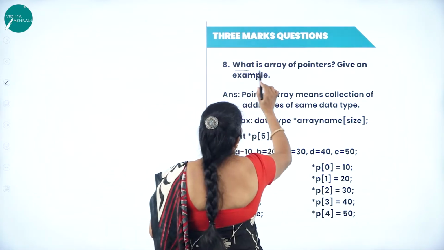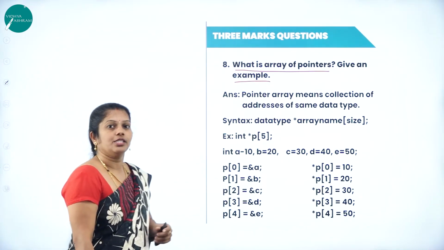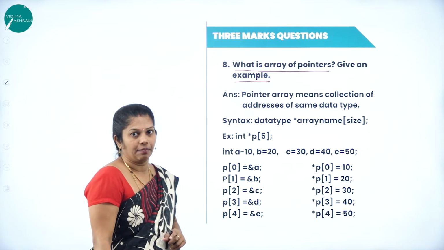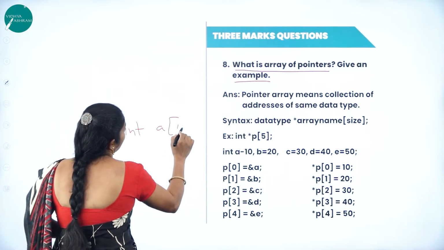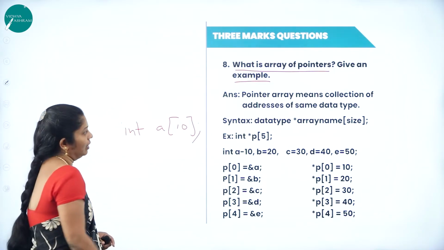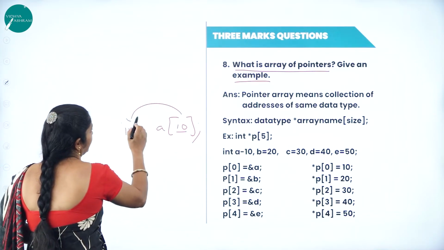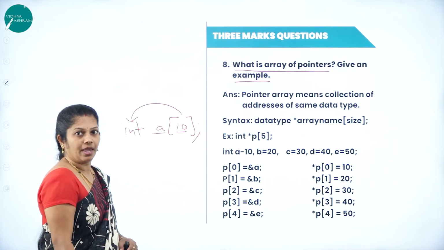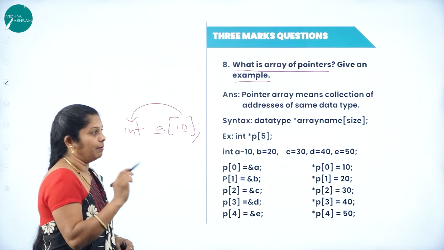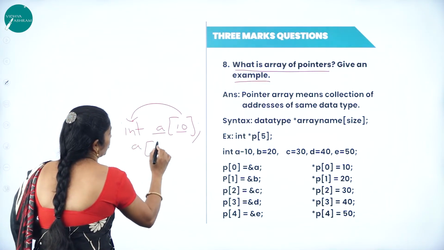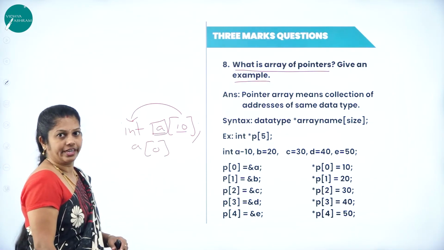What is an array of pointers? Give an example. When we come to pointers, a pointer shows the address of another variable. If I just write int a[10], then it is an array. It contains a total of 10 elements, all of type integer, stored under the same name a. The compiler will store only the address of the first element, that is a[0], and a also stores the address of the first element.